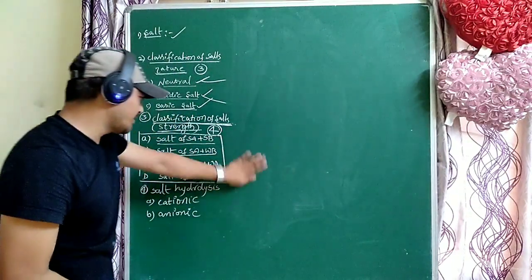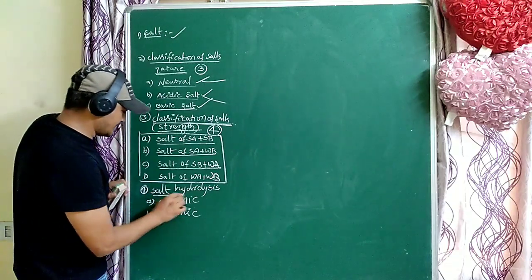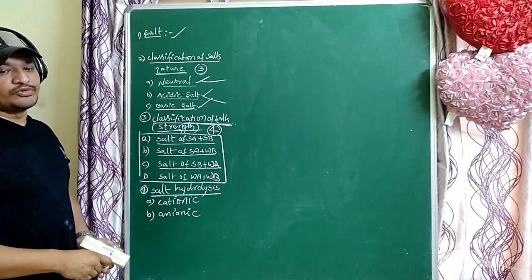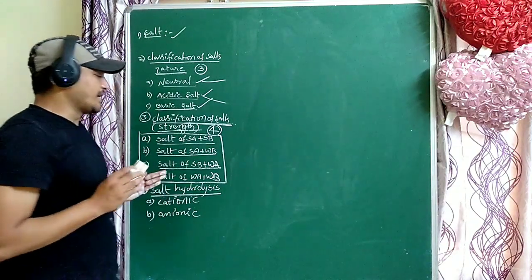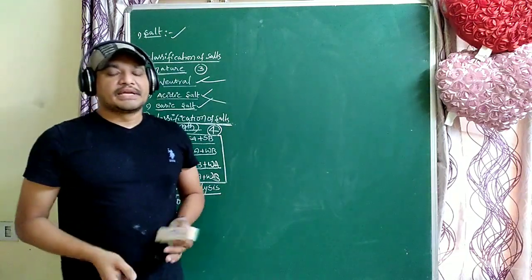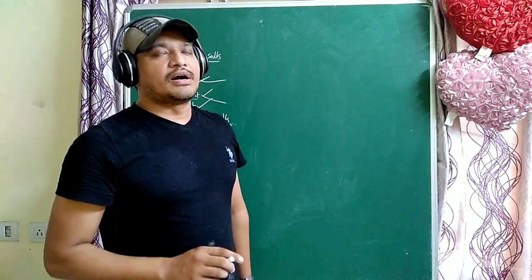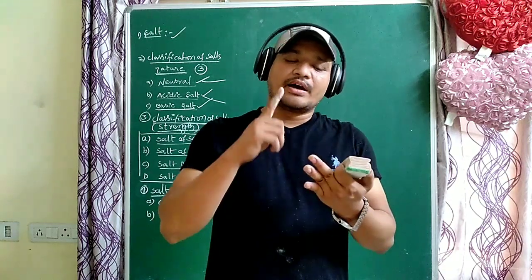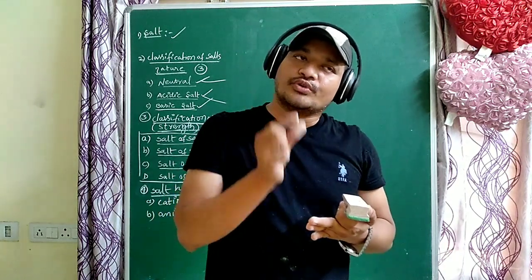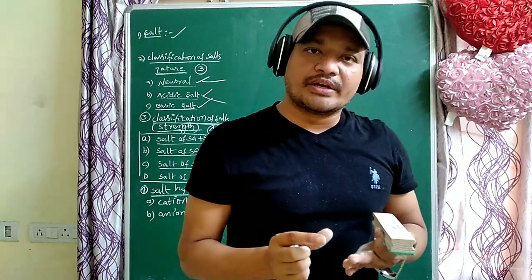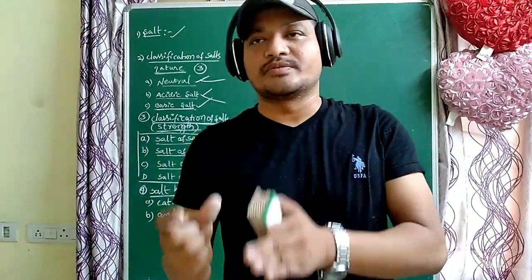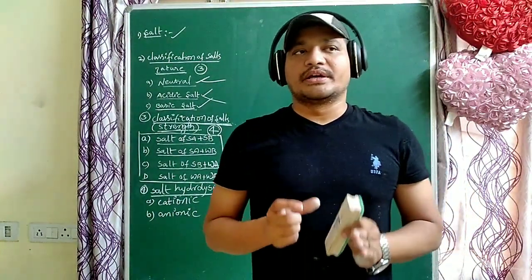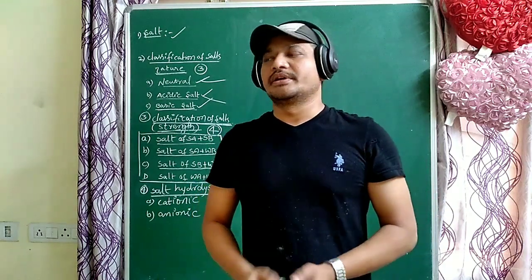So what is the next topic? Salt hydrolysis. This is a very important topic in ionic equilibrium, and it is very useful for you. So what is salt hydrolysis? In a salt, the cation or anion or both react with water to produce H+ or OH-, or both H+ and OH- are produced in water. That type of hydrolysis is called salt hydrolysis.